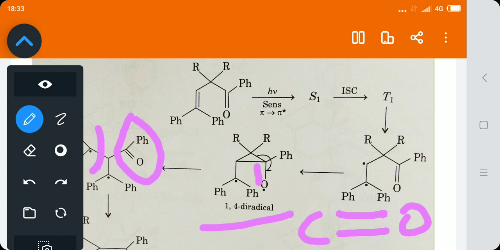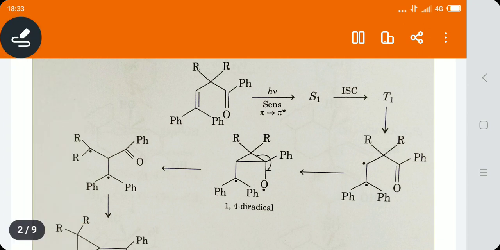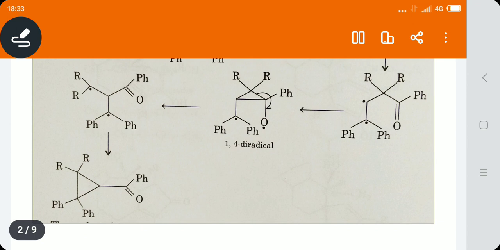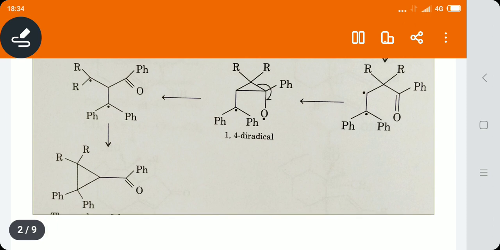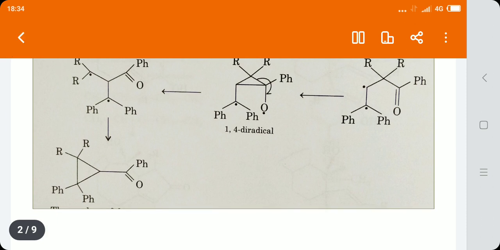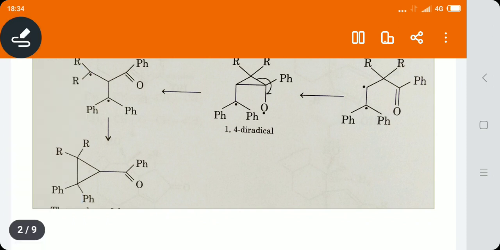Now the last step will be, as you can see here very clearly, at these two carbon units there are two free radicals on them. Okay, so that is why here the last step will be the bond will be formed between them to give rise to the cyclopropane. So you can see how the bond is formed here between these two free radicals, and that is how the cyclopropane ring will be formed.